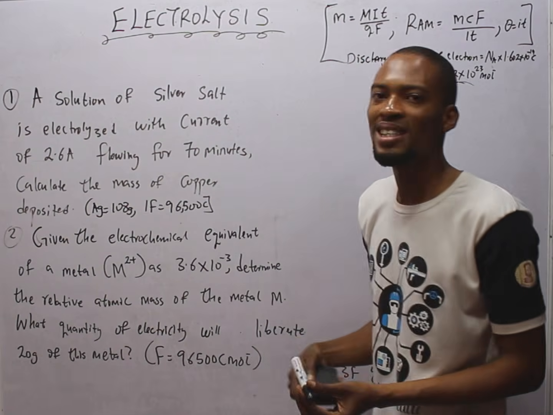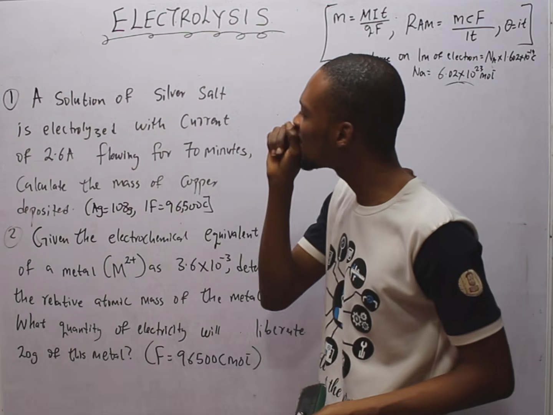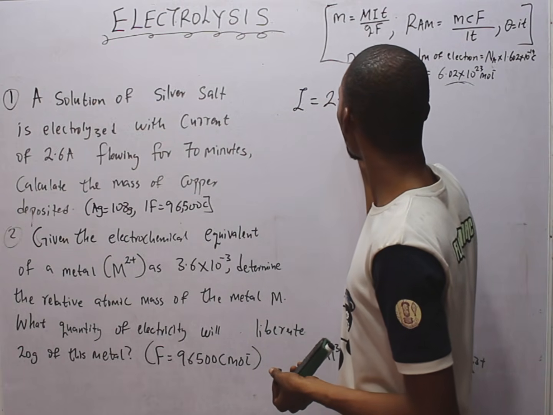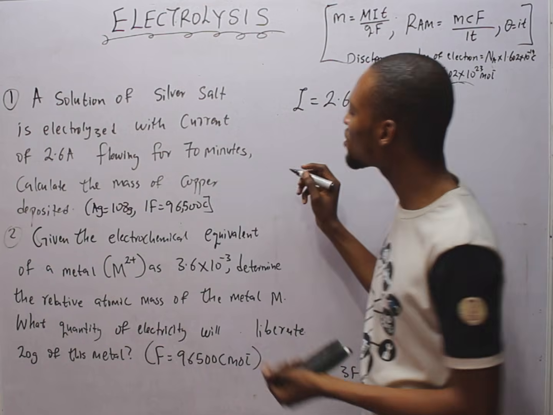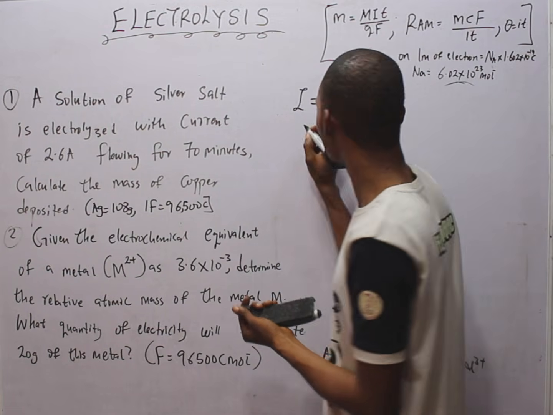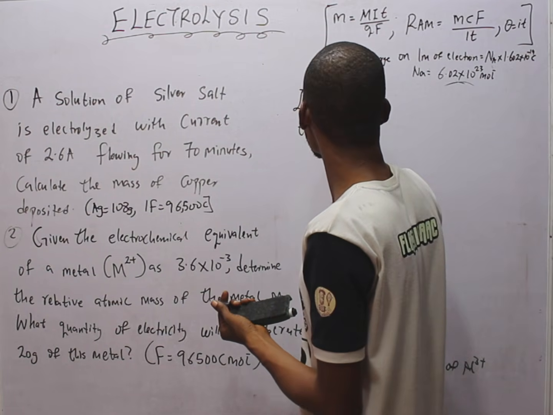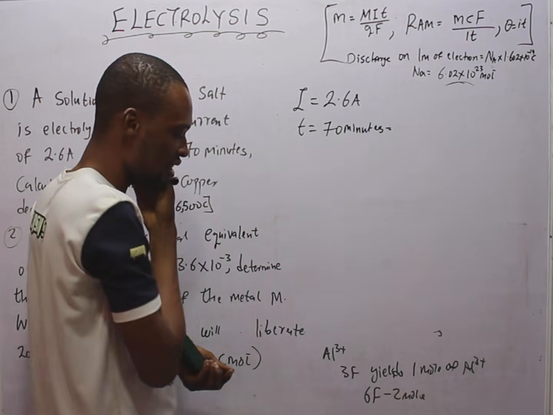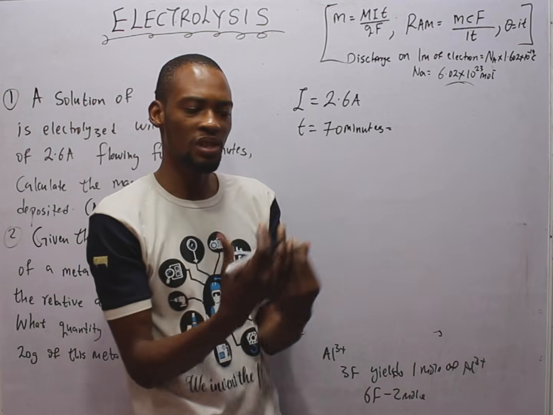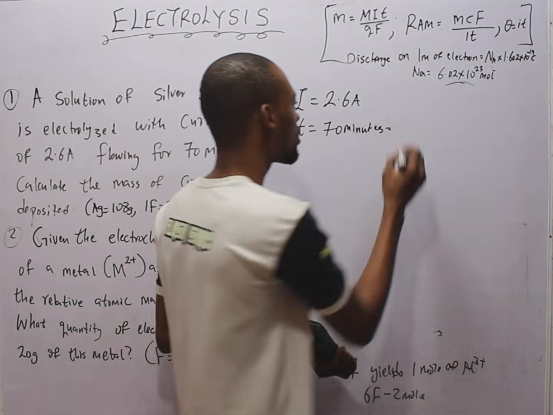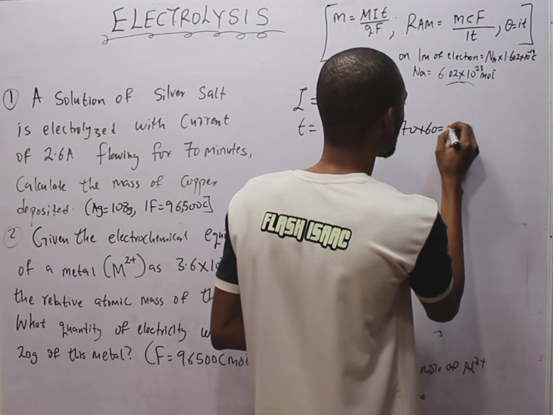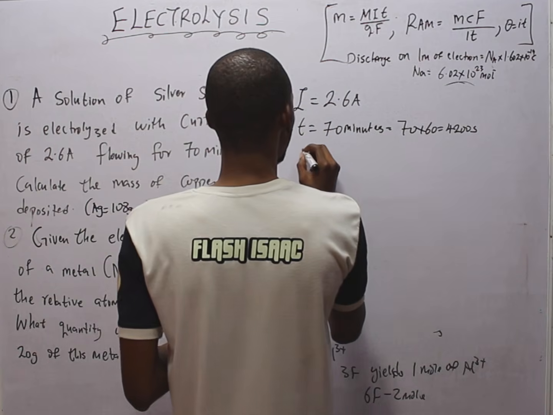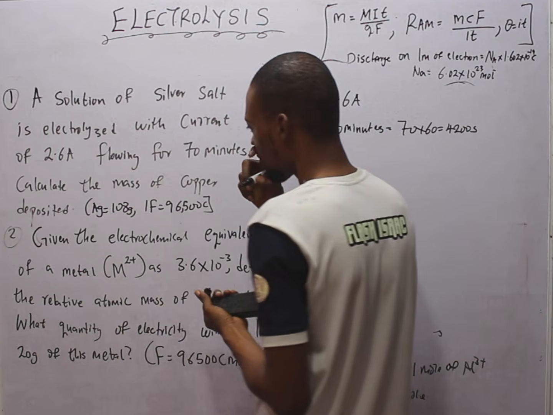Look at the first question. It says a solution of silver salt is electrolyzed with current I equals 2.6 ampere flowing for 70 minutes. What is 70 minutes? Time. T equals 70 minutes. And remember, we use time in seconds. How do we convert from minutes to seconds? We multiply by 60. So 70 times 60 equals 4,200 seconds. Calculate the mass deposited. M equals question mark.